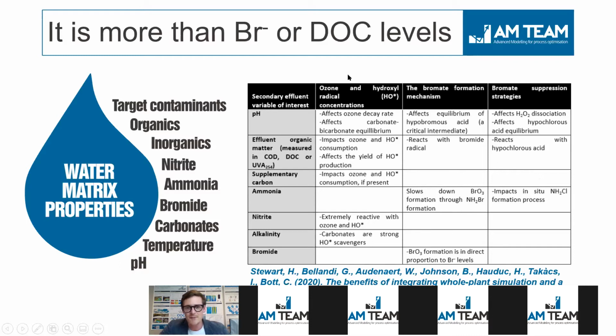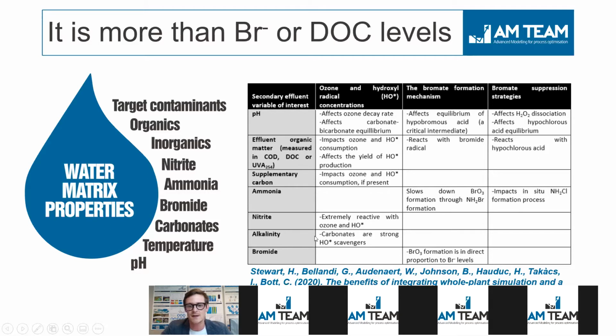Some variables affect your ozone and hydroxyl radical levels, but other variables also affect the bromate formation mechanism as such. pH, for example, has an impact on all of them, including bromate suppression strategies. Even if you dose peroxide to suppress bromate, pH has an impact. So if pH changes, all of these 3 things change simultaneously. And this is causing a lot of non-linear behavior, looking across plants, looking throughout time. But you can see that there are other variables of interest.